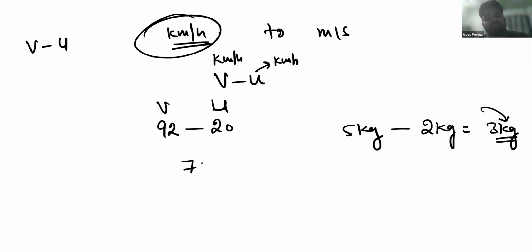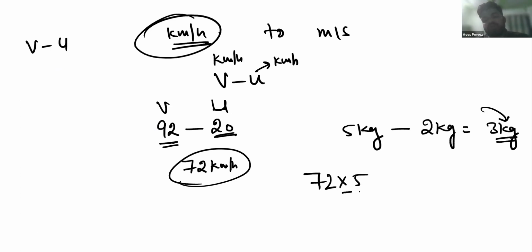You will get 72, and your answer is in kilometer per hour, because this is in kilometer per hour. Now convert this difference by multiplying it by 5 by 18. Got it? So, 72 into 5 by 18.